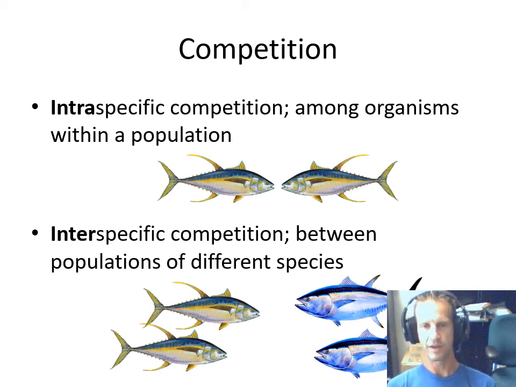But you can also have competition between populations of different species, like the yellowfin tuna might be competing for the same prey resources as the bluefin tuna. The bluefin tuna are the ones on the right there.